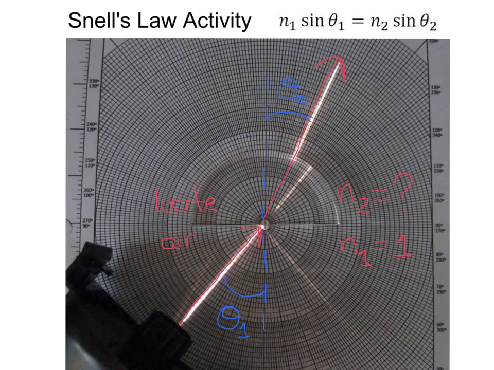So when we look at our Snell's law equation right here, we will know the N1 for air. We'll know the angle of incidence, we have that measured, and we will know our angle of refraction right here, theta 2. So what we'll be looking for is N2. What's the index of refraction for lucite? Okay, so we'll be all set to do that activity in class tomorrow, and you'll be greatly prepared.